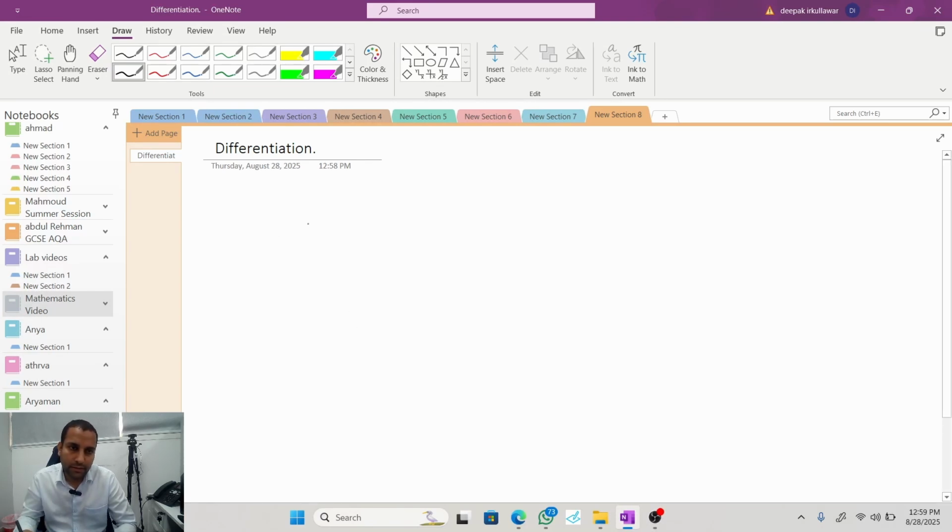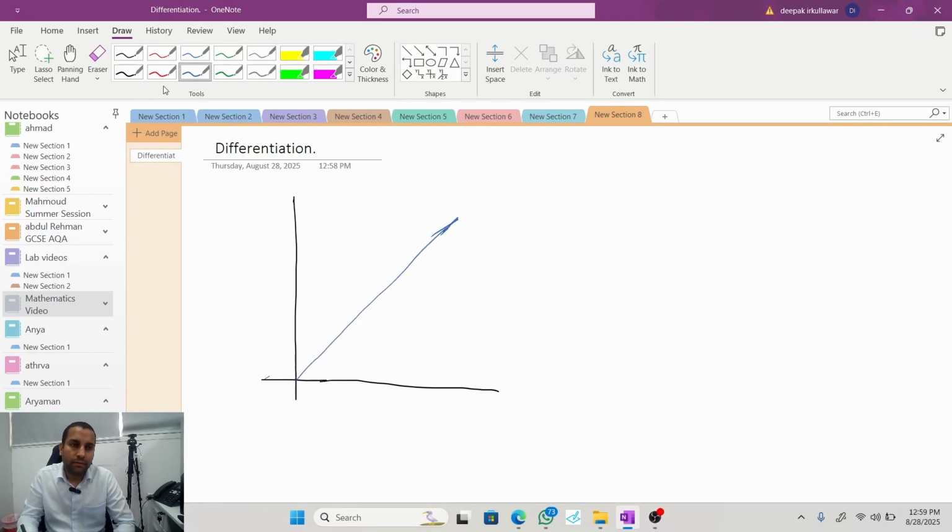First, let us understand, suppose you have a curve. Now, if you have a curve like this, say a line or something like this, what would be the gradient of this line? If I am calculating gradient, gradient is nothing but rise over run. This you might have learned in your GCSE.